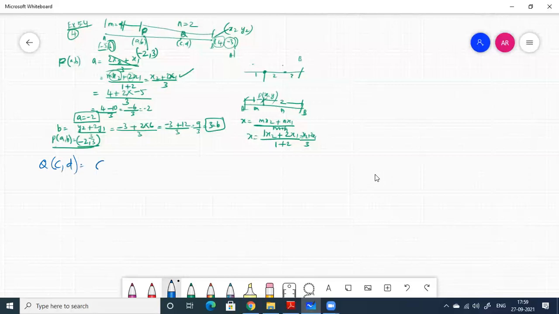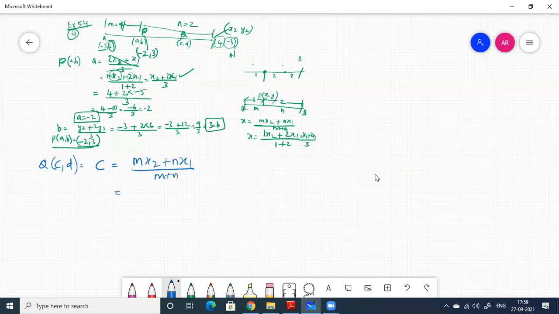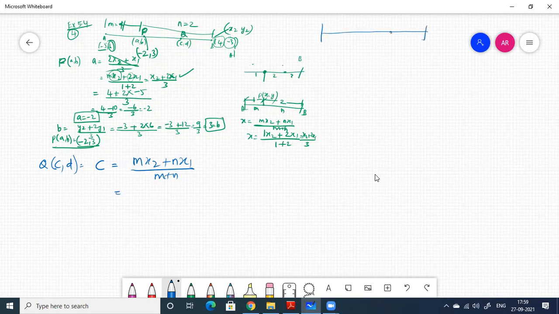Okay, first let us find C. How to find C? C is equal to, again, m into x2 plus n into x1 divided by m plus n. This is the general formula, okay? But when you're using the section formula, Q is here, A, B is here. So this B you already found out, P you found out. AQ is 2 times and QB is 1 time. So M is equal to 2, N is equal to 1 now.